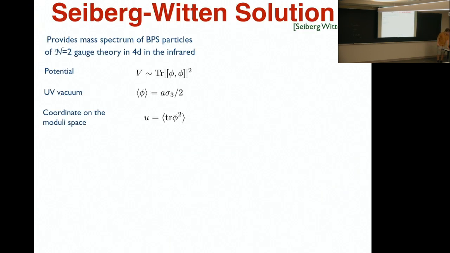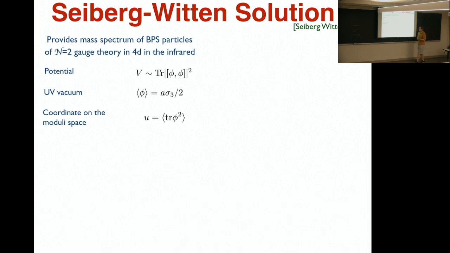So it all starts with the work by Seiberg and Witten. They provided a solution for the mass spectrum of BPS particles or BPS dyons for N equals 2 gauge theory in 4 dimensions in the infrared, right? So it's a gauge theory with 4 supercharges in 4 dimensions. And this formula is given for the example when the gauge group is SU2.